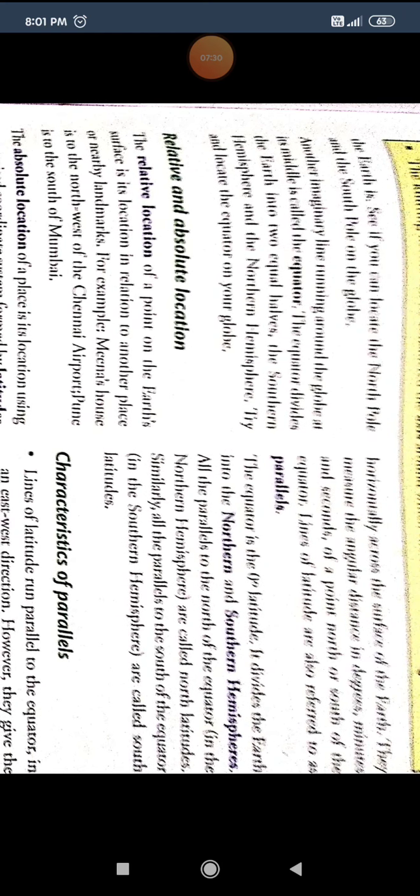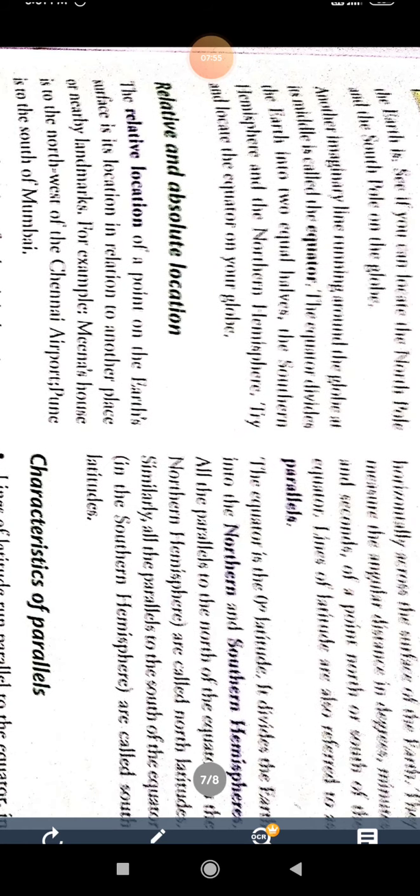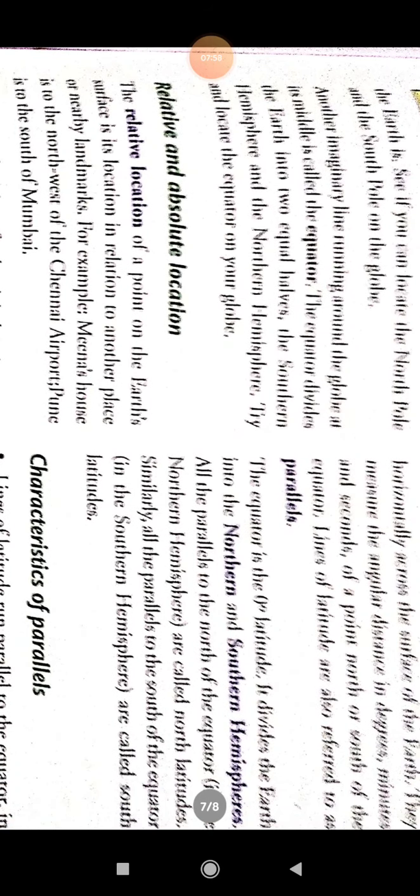Another imaginary line running around the globe is in its middle. It's called the equator. One imaginary line running around the globe in the middle, in the center of the globe, is called the equator. And the equator divides the earth into two equal halves, the southern hemisphere and the northern hemisphere.